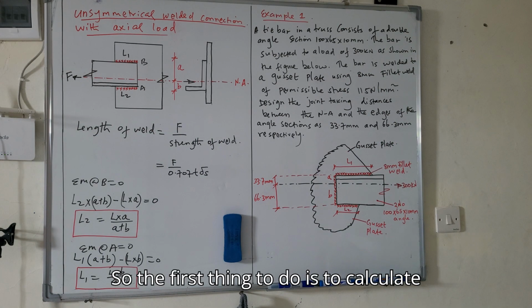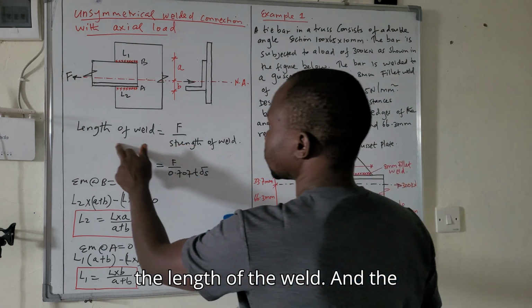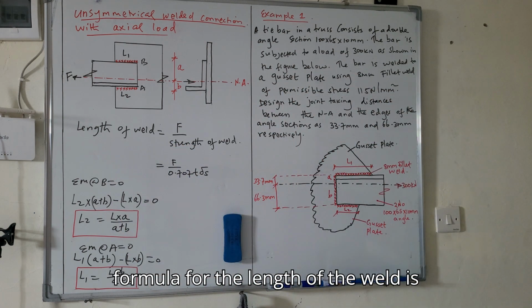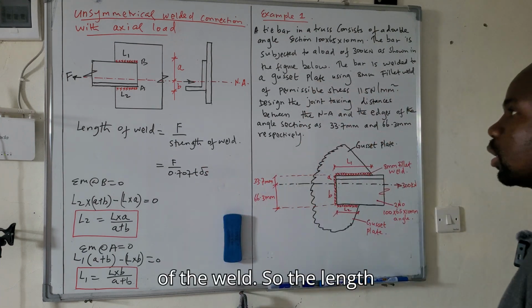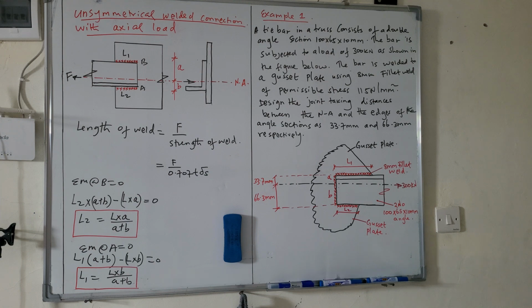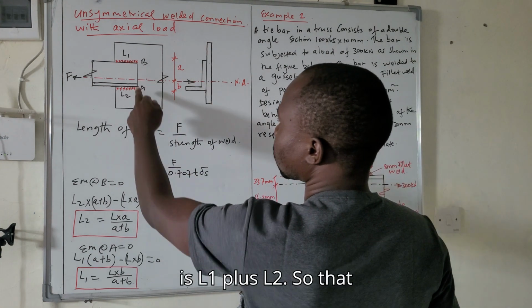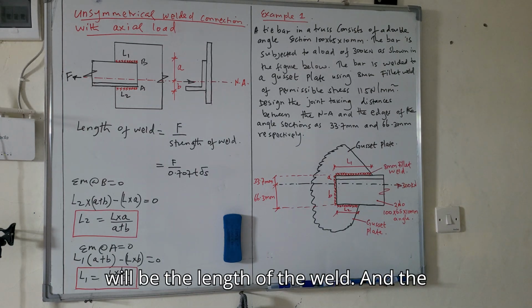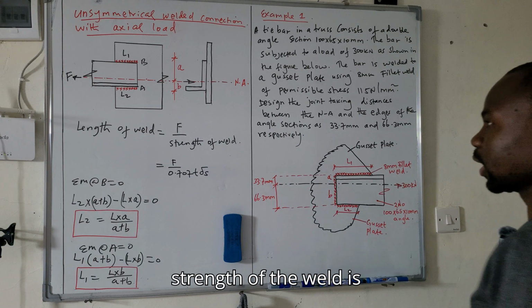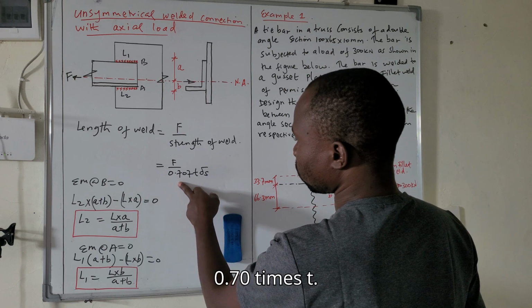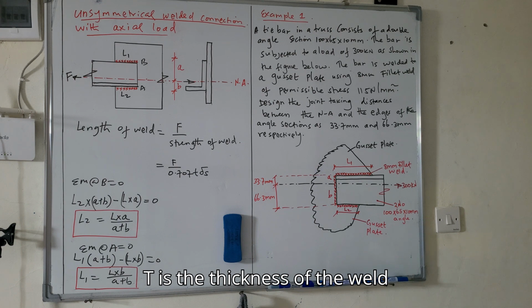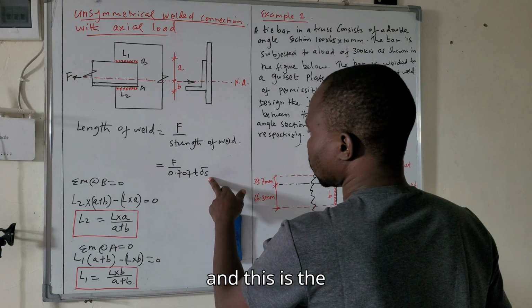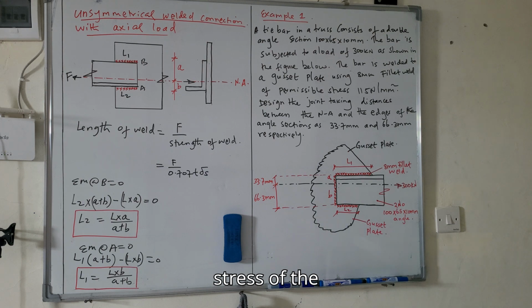The first thing to do is to calculate the length of the weld. The formula for the length of the weld is force over strength of the weld. The length is L1 plus L2, so that will be the length of the weld. And the strength of the weld is 0.70 times T, where T is the thickness of the weld, and this is the stress of the joint in shear.